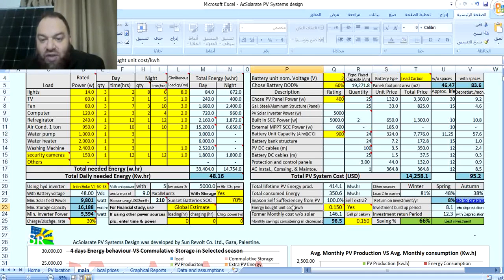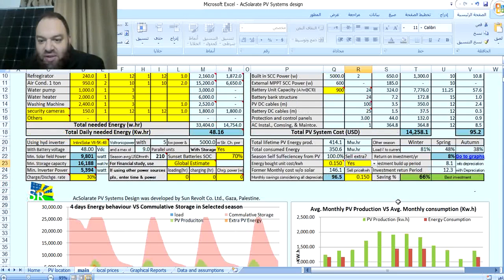But we also need to fill in some important data, which is the cost of the energy bought in kilowatt hour. So I buy the energy at 0.15 US dollars per kilowatt hour, and do I need to sell the extra power? Yes, I need to sell it. If I don't sell it, then the savings will be less and the return on investment will be less. So if I do, then it will be 66% saving and the return on investment will be 8%, which is more than the 6% it used to be.